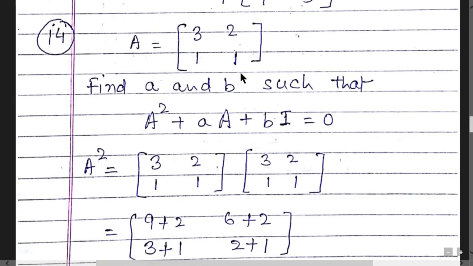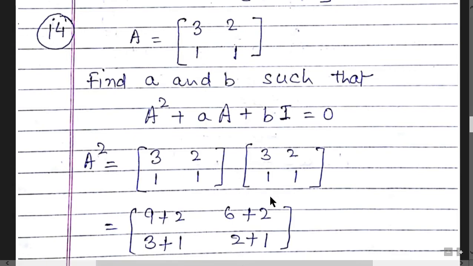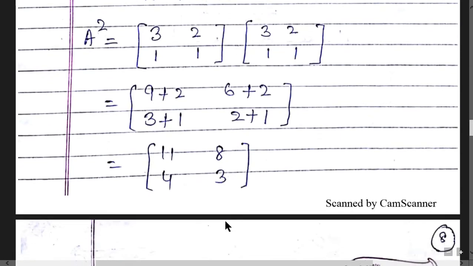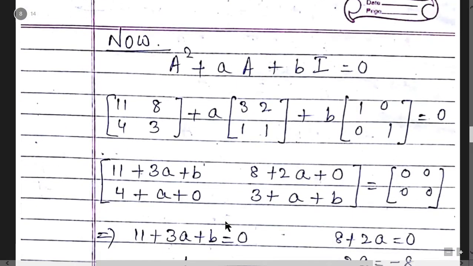In this question, we have to calculate the value of A and B. First of all, calculate A square by simply multiplying A with A. The value is [[11, 8], [4, 3]]. Now the equation is A square plus aA plus bI.